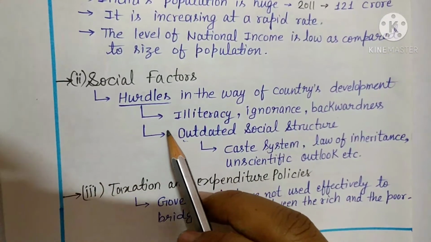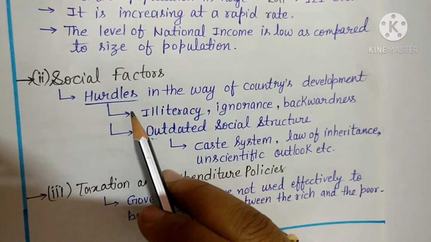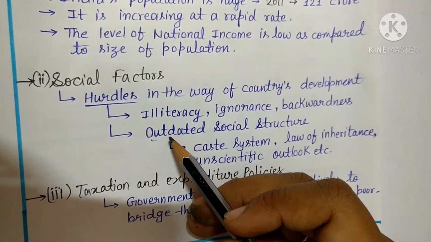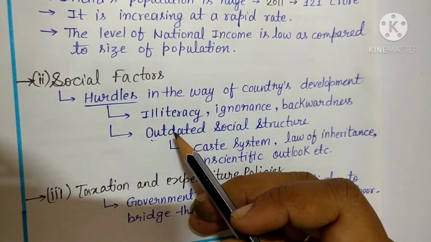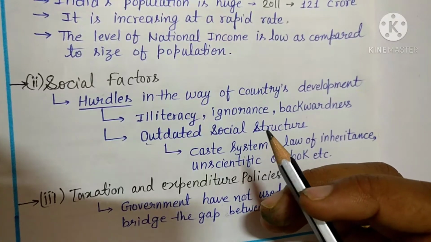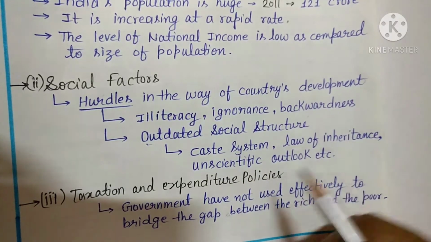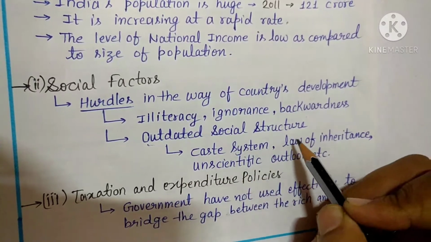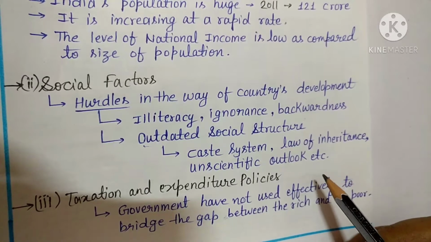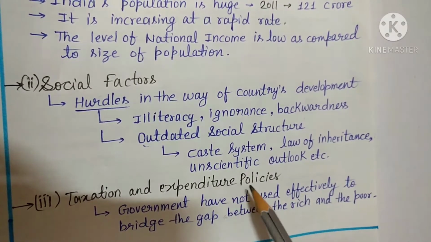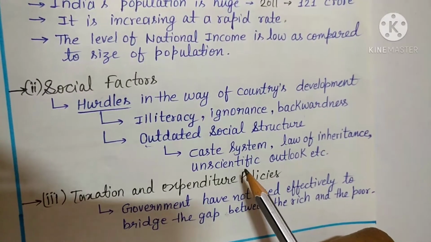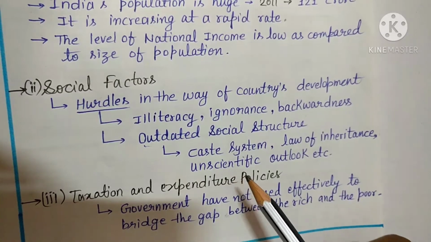Then comes social factors. These social factors are hurdles in the way of the country's development, like illiteracy. People are not going to school, they are saying no to girls' education. Then ignorance, they still stick to backward thinking. Then backwardness, outdated social structures like the caste system, or the law of inheritance, where the son of the king will be the next king. Then unscientific outlook. All these things lead to poverty only.